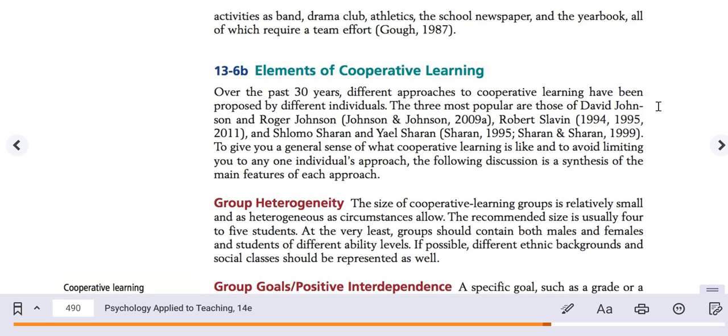Group heterogeneity. The size of cooperative learning groups is relatively small and as heterogeneous as circumstances allow. The recommended size is usually 4 to 5 students. At the very least, groups should contain both males and females and students of different ability levels. If possible, different ethnic backgrounds and social classes should be represented as well.